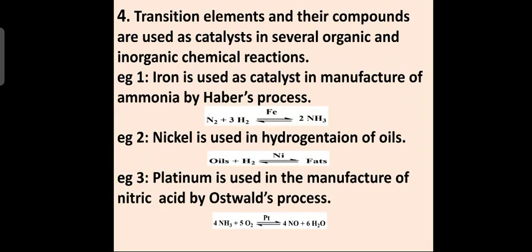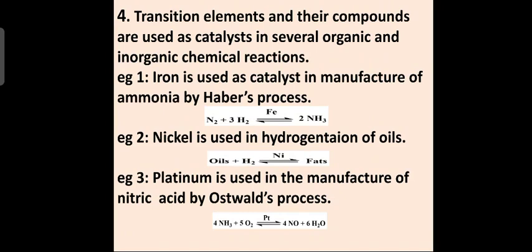Now you see another example. Nickel is used as a catalyst in the hydrogenation of oils. Hydrogen gas is passed through oils. What is their physical nature at room temperature? Liquid, right? So through liquid oils, hydrogen is passed in the presence of nickel. Nickel is the transition element. So you can convert oils into fats. In which physical state do fats exist at room temperature? Solid state, correct. So by this process we can convert liquid oils into solid fats by passing hydrogen in the presence of nickel. Nickel is the catalyst used, and it is the transition element.